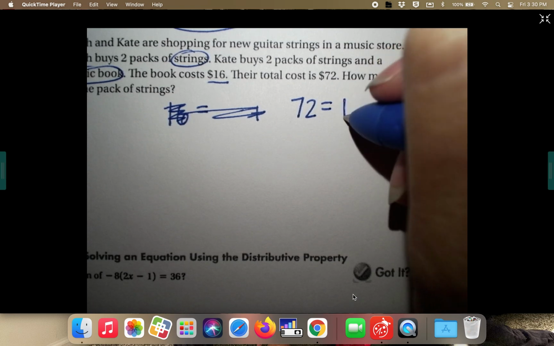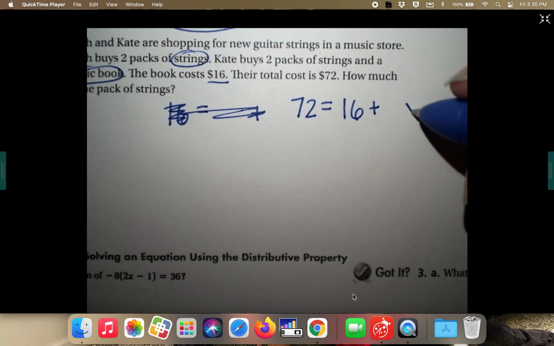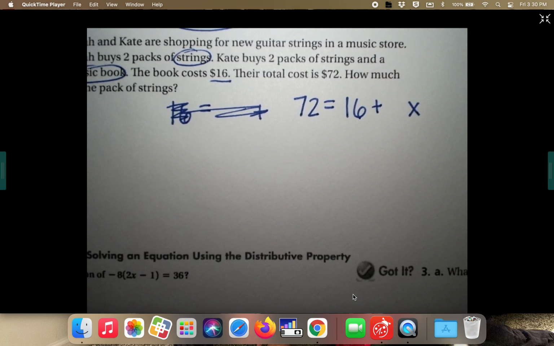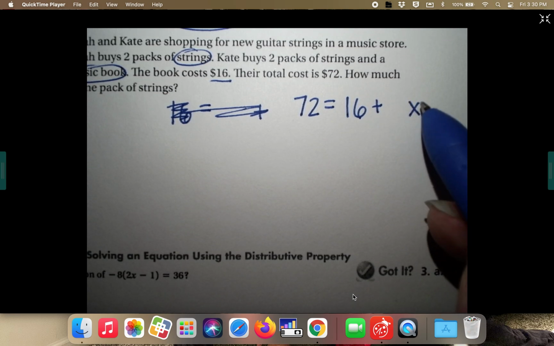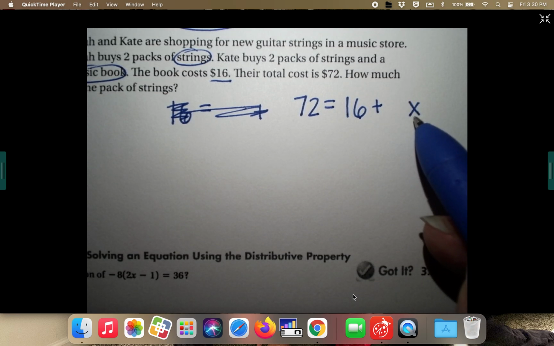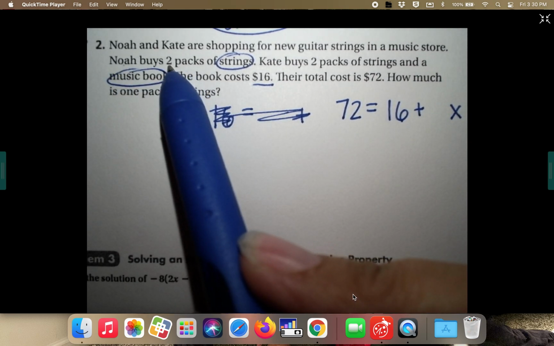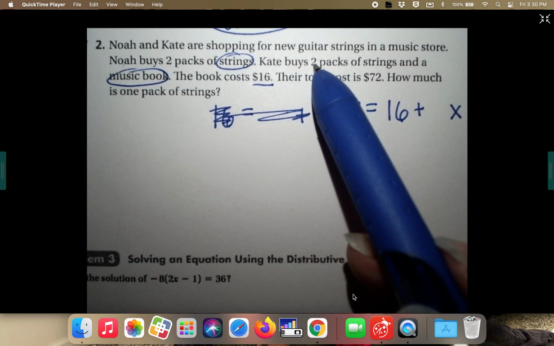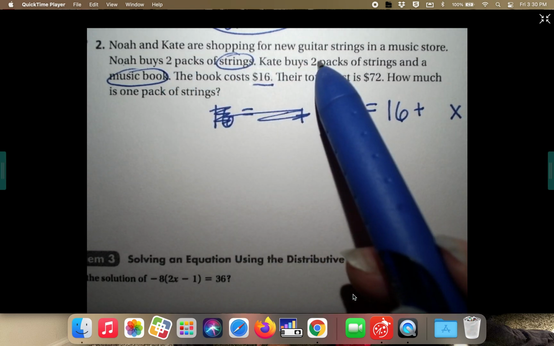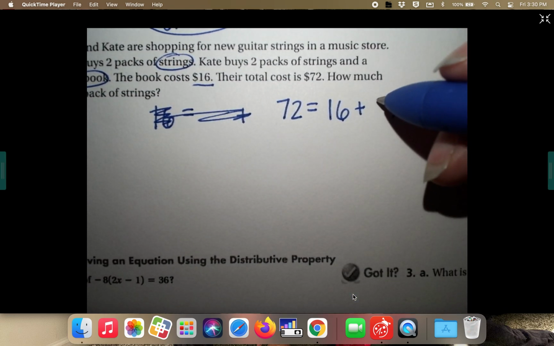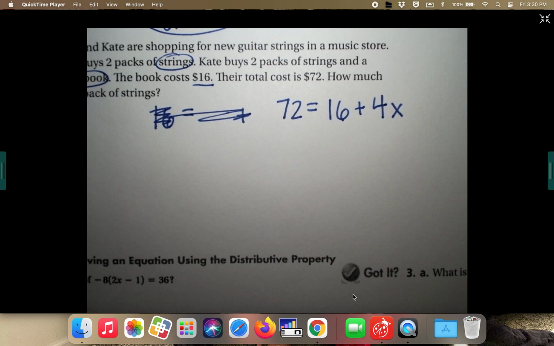We know that the book cost $16, but we don't know how many strings there were. So that's why I'm going to put the X there. That's the cost of the strings. But I know how many strings, don't I? Noah bought 2. Kate also bought 2. So 2 plus 2 more is a total of 4 strings. All right, now I've got it set up right.